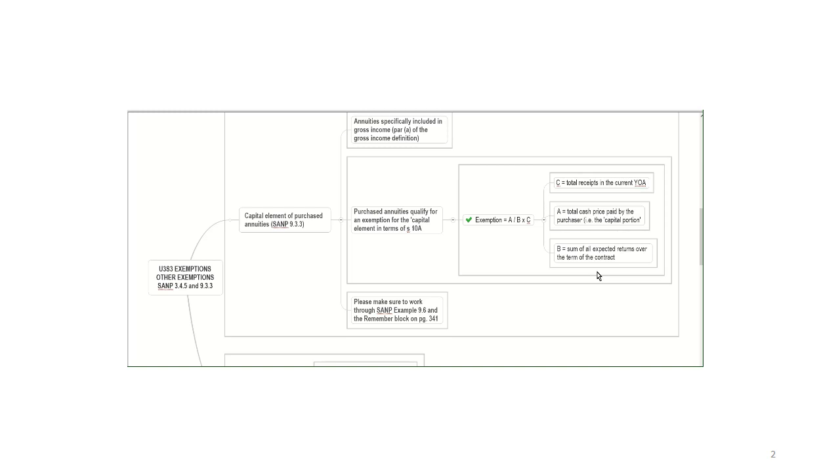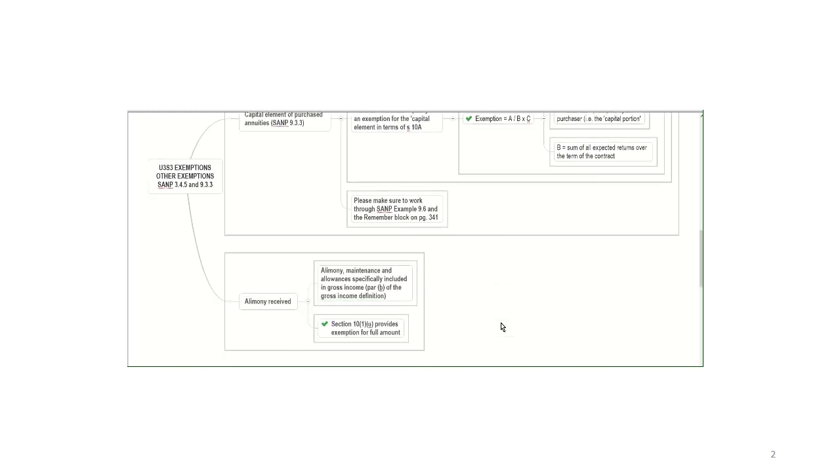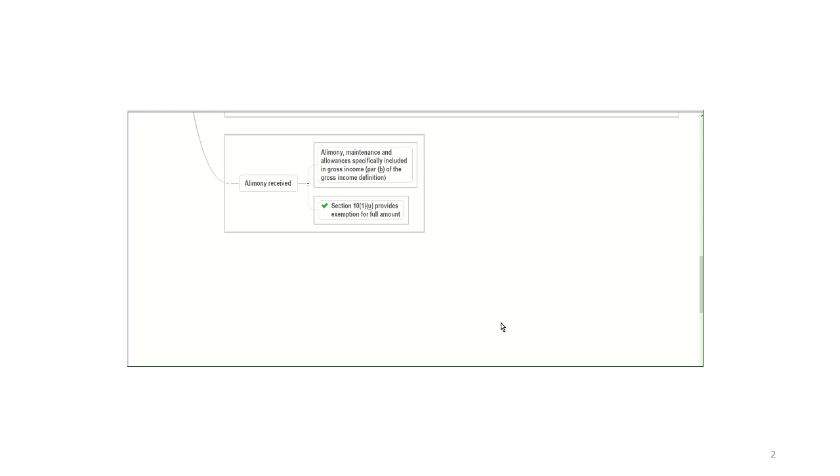Please note that in the homework questions you will see that they also deal with the commutation of annuities into lump sums. We don't do that, and I crossed it out on the solutions, but you have to make sure that you work through example 9.6 in your Students' Approach to Natural Persons, as well as the Remember block on page 341.